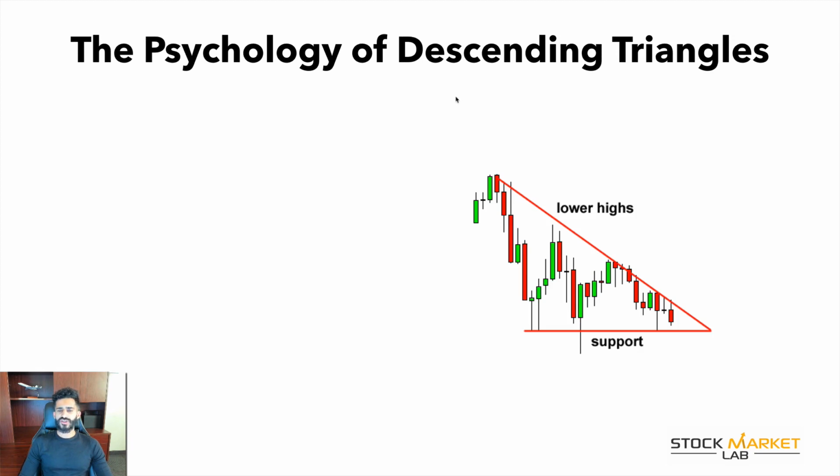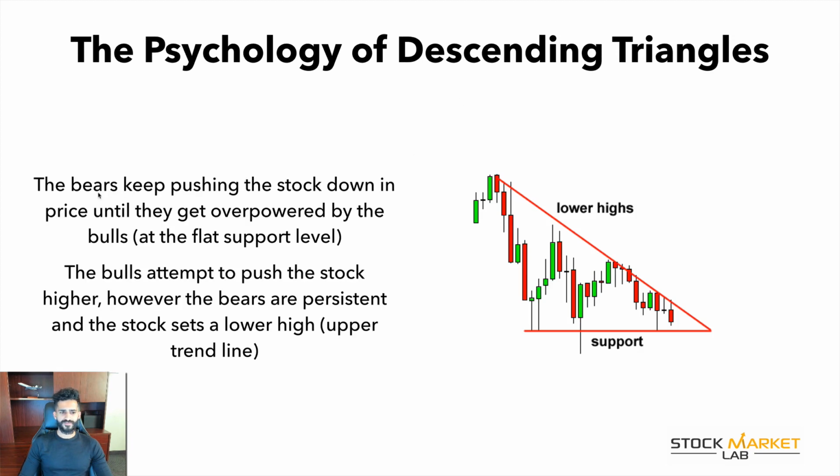What is the psychology of the descending triangle? So the psychology is the bears keep pushing the stock down in price until they get overpowered by the bulls at the flat support level. The bulls attempt to push the stock higher. However, the bears are persistent and the stock sets a lower high, which is the upper trend line.